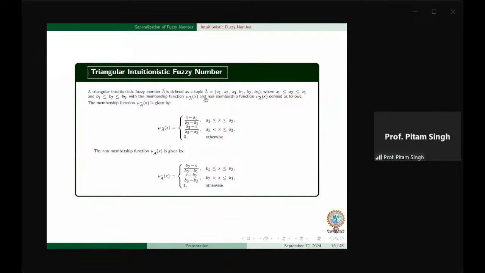Suppose the intuitionistic fuzzy number A is defined as tuples like that. This is the number for non-membership, this is for membership, and this is for non-membership. There are two membership grades: mu A of x is for the membership grade, and this is for the non-membership grade. So these are the membership functions for that number.